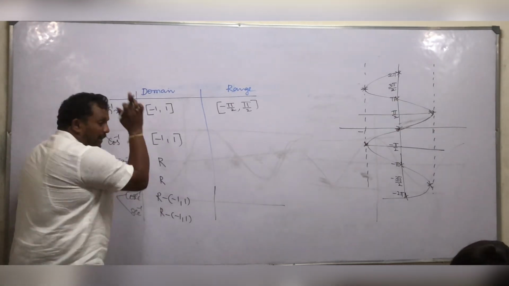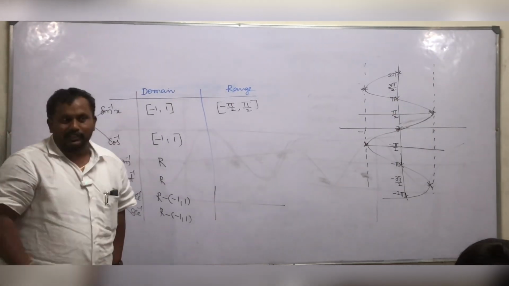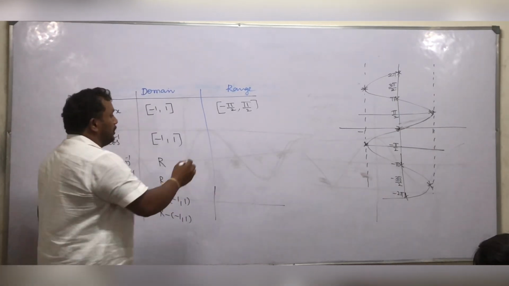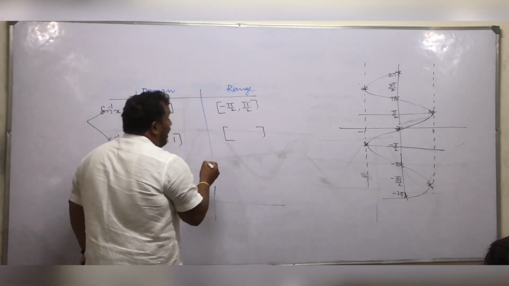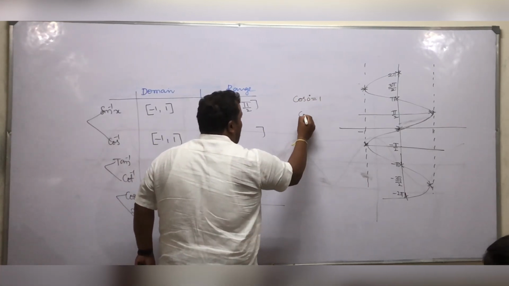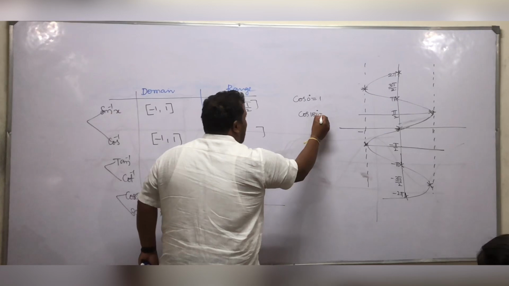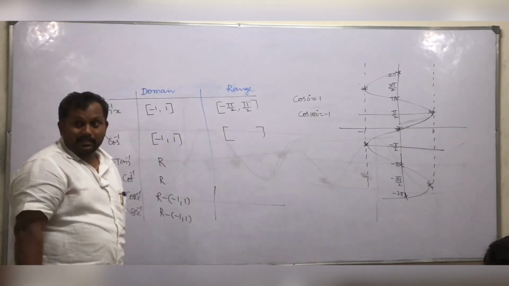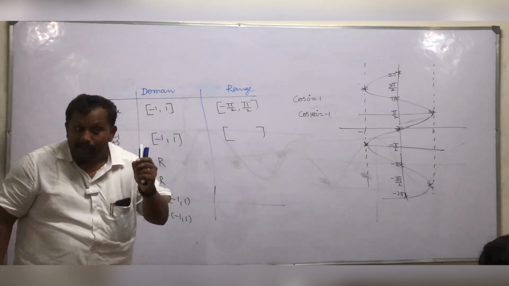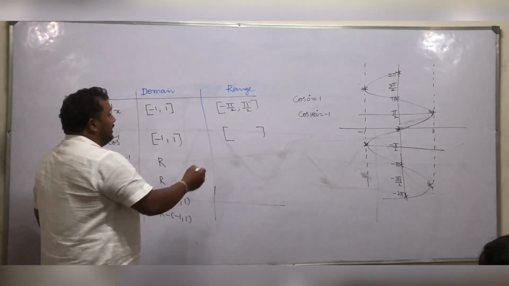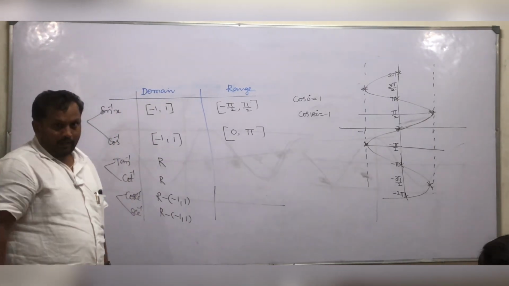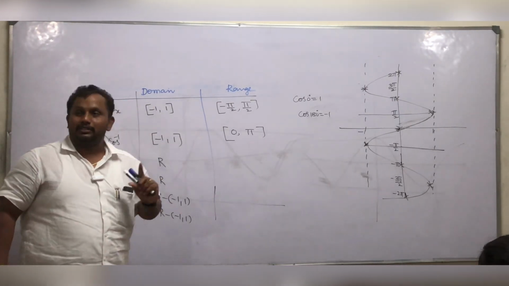Same, cos function. Cos 0 degrees value is 1. Cos 180 degrees value is minus 1. So 0 and 180. Range means minimum value to maximum value. That's why minimum value is 0, maximum value is pi. These two answers practice, remaining answers easy.